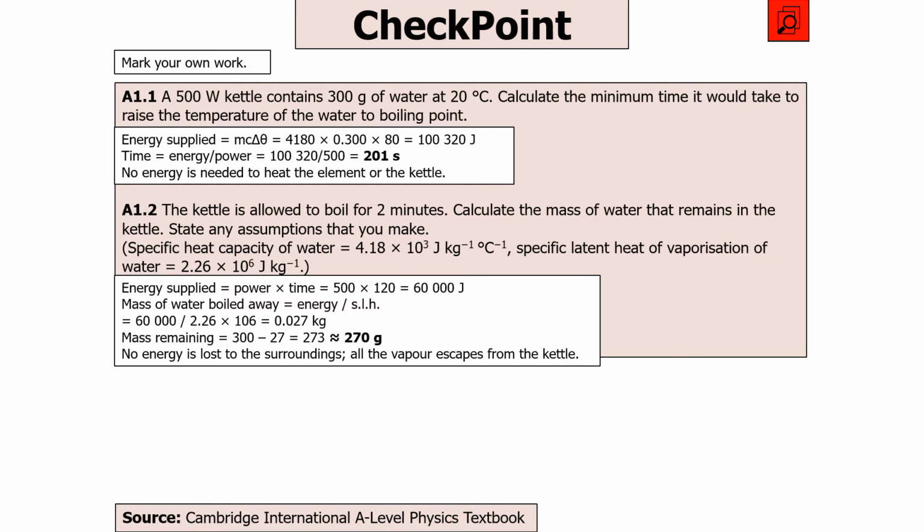Now in this next one, again, we say E equals power times time, so it's 500 times 120. Minutes go into seconds, so we get 60,000 joules. The mass of water boiled away, because it's a change in state, is going to be E over the specific latent heat. So it's 60,000 over 2.26 times 10 to the 6, which is 0.027 kilograms. So therefore that's 27 grams. So the mass left over is going to be 300 grams, the starting mass, which is told to you in the previous part of the question, minus 27. So it's about 270 grams. Now we're assuming here that no energy is lost to the surroundings and all the vapor will escape the kettle.